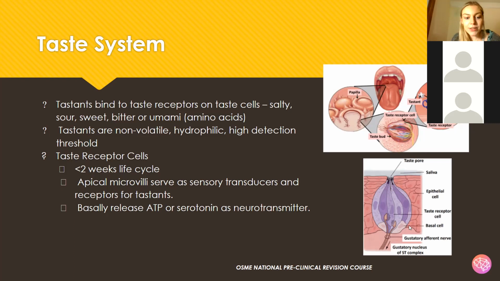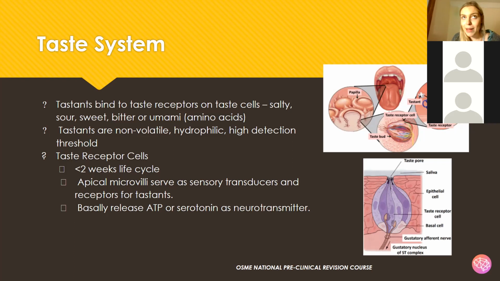So again, as these have basal cells, that tells us that they have a really quick turnaround. They have a less than 2-week life cycle. And it means that as these cells are continually turned over, they're all at different stages of development in their life cycle. You can see at the top here we've got microvilli, and these serve as sensory transducers, and these are the receptors for the tastants. And the taste receptor cells basically release ATP or serotonin as a neurotransmitter.